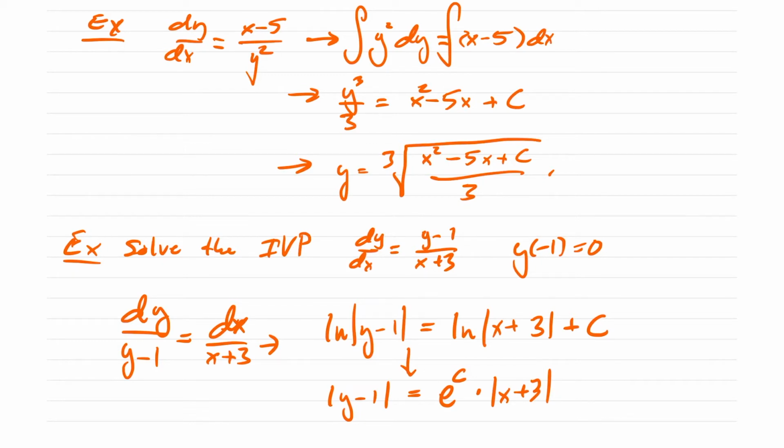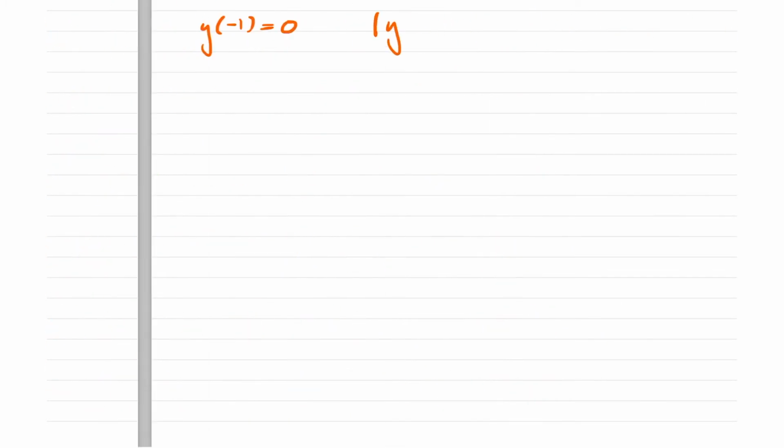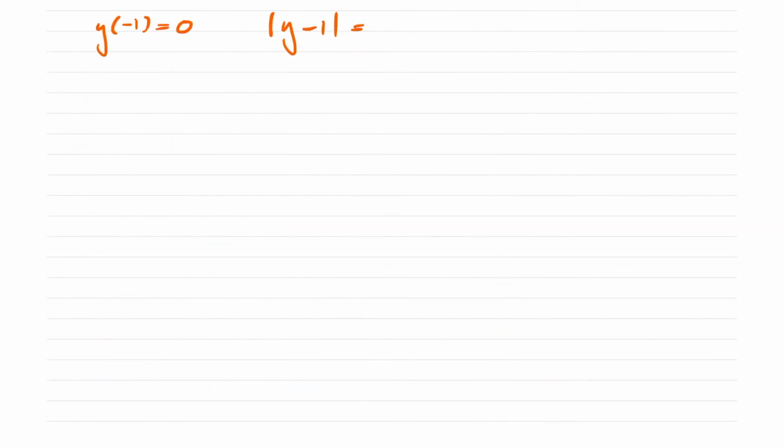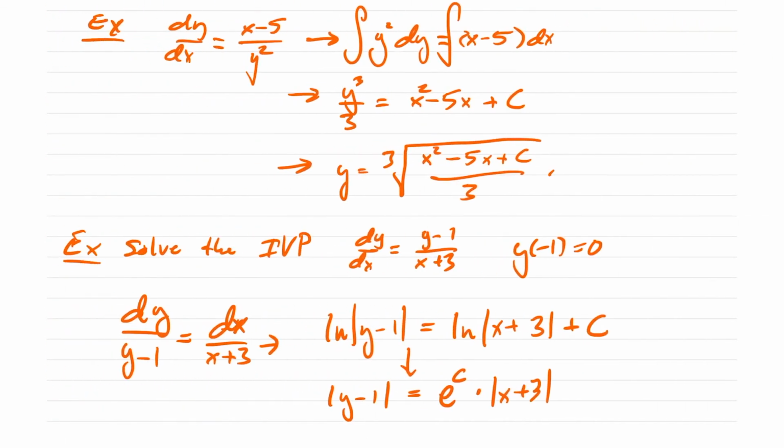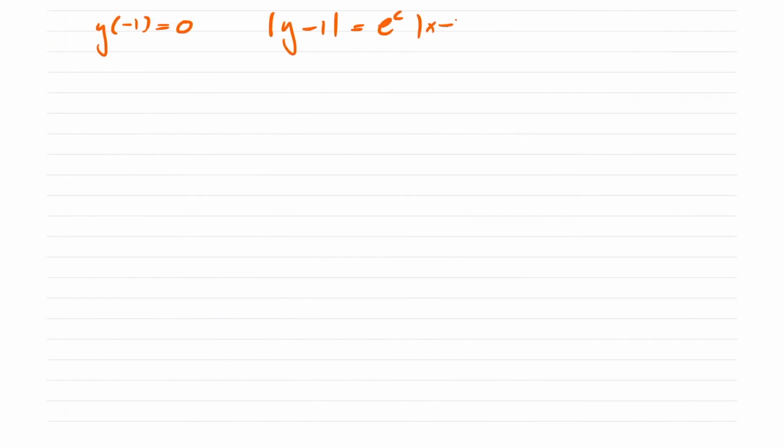So basically, I really want to get rid of this absolute value because I'd like to be able to solve everything in terms of y. Let's go ahead and move on to the next page. So we know, for instance, one point we know is that y of negative 1 is equal to 0. And we have that y minus 1 is equal to, say, e to the c times x plus 3.